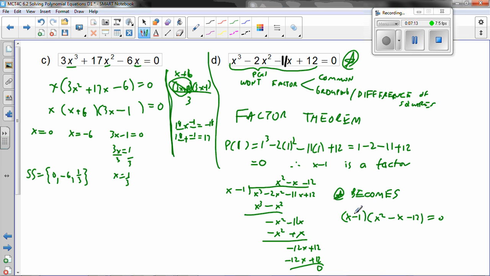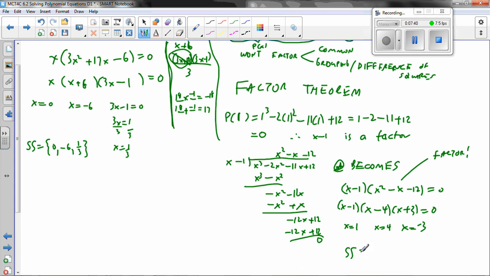I can see that x equals 1 is a solution, but what about this garbage over here? Well, it needs to be factored still. And it factors into a simple trinomial, x minus 4 and x plus 3. And now I can see the solutions. x equals 1, x equals 4, x equals minus 3, and that's my solution set. So it is a bunch of work, but that's not so bad. And it gives us another reason to do that super fun skill of long dividing polynomials.